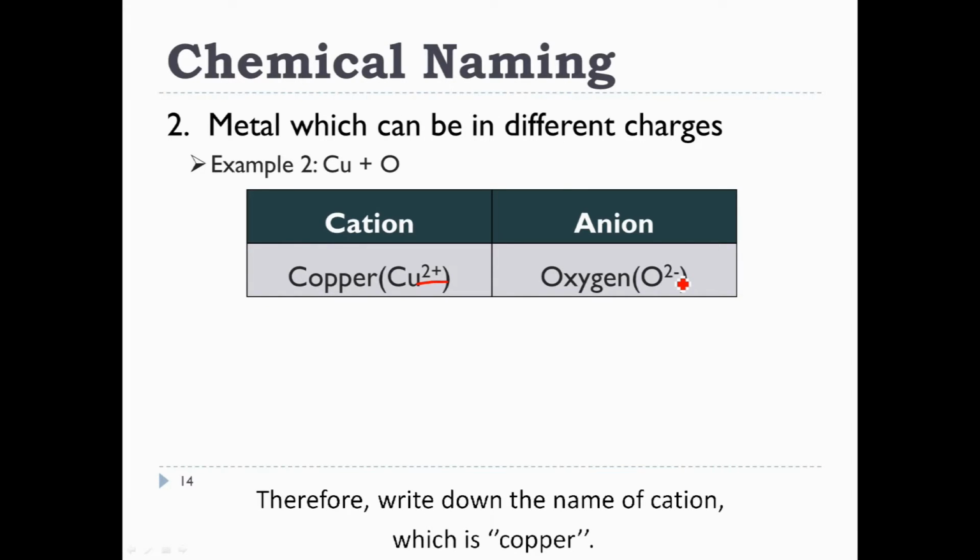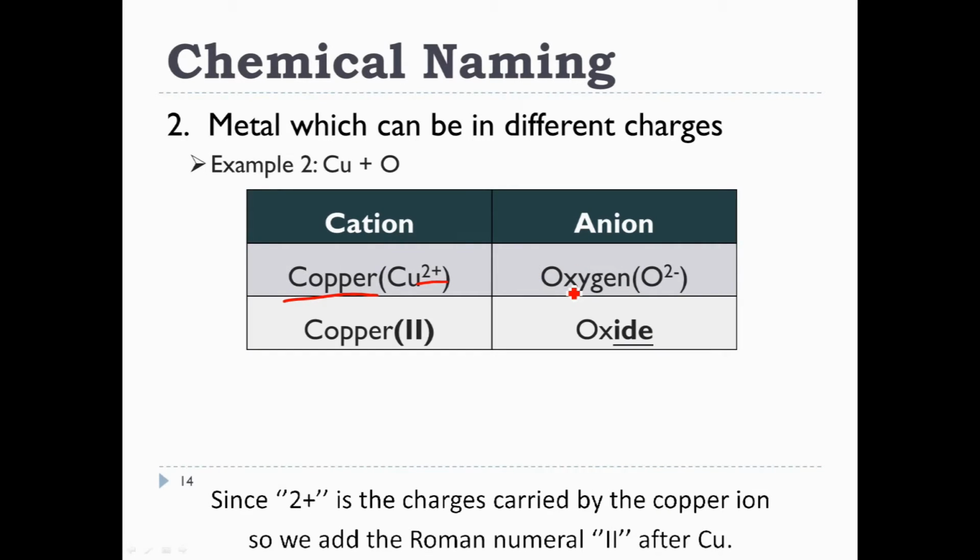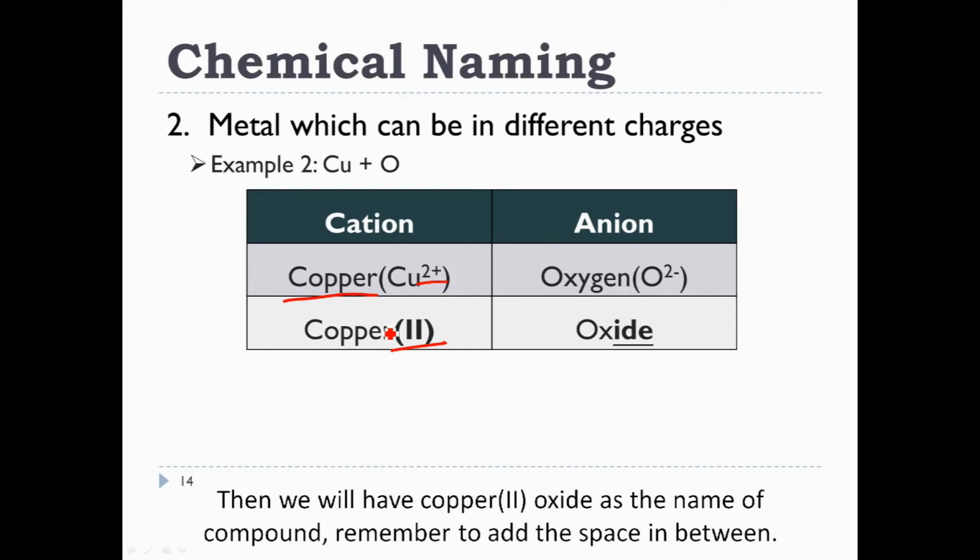Therefore, write down the name of cation, which is copper. For anion, take the first part of the element, and add IDE at the end. Since 2+ is the charge carried by the copper ion, we add the Roman numeral 2 after copper. Then we will have copper(II) oxide as the name of the compound. Remember to add a space in between.